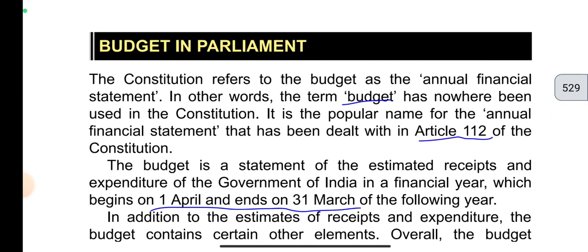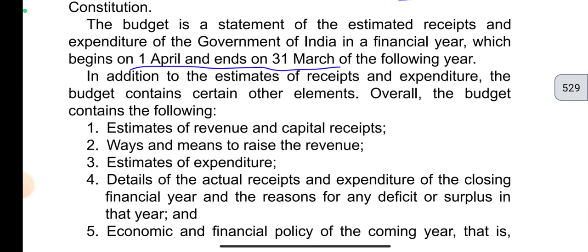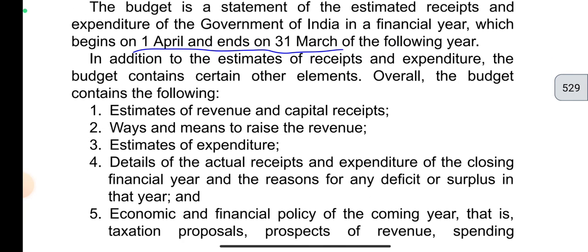चलो, then budget in Parliament. The Constitution refers to the budget as the annual financial statement. In other words, the term budget has nowhere been used in the Constitution. It is the popular name for the annual financial statement that has been dealt with in Article 112 of the Constitution. The budget is a statement of the estimated receipts and expenditure of the Government of India in a financial year which begins on 1st April and ends on 31st March of the following year.